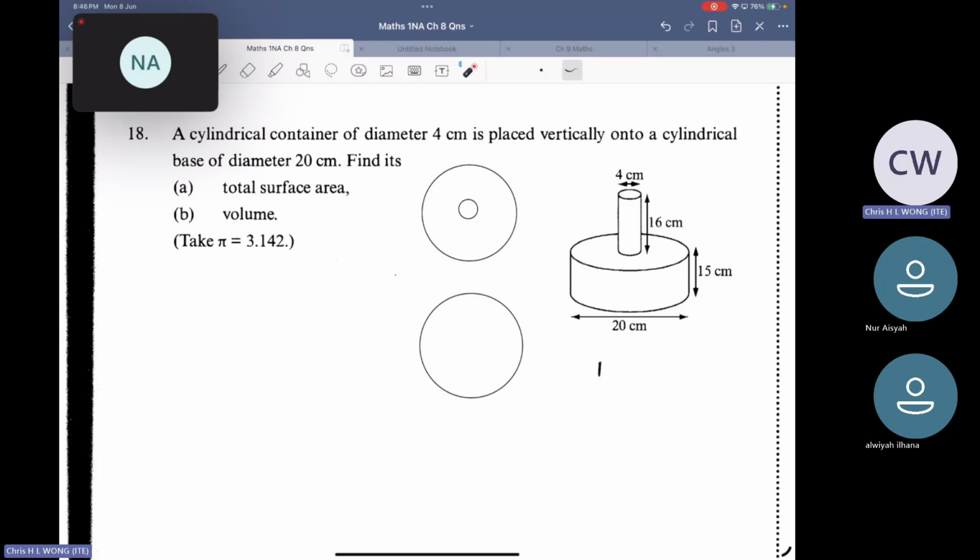The side is very easy. The side is 2 pi r times the length. You add them all together. That's it, right? Let's start.